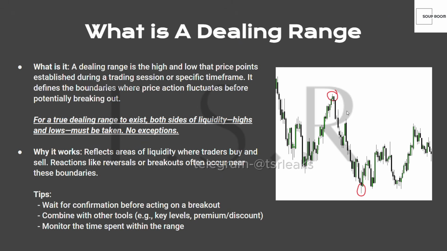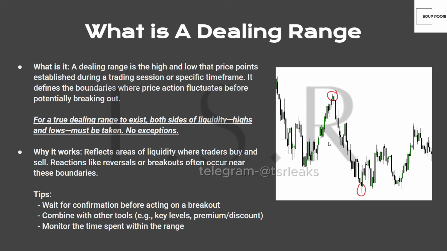Why does this range work? It reflects areas of liquidity where traders buy and sell. Reactions like reversals or breakouts often occur near these boundaries. This basically means that near the highs and lows, we will likely see reversals or breakouts. Near the highs and lows are where the new liquidity now rests. All right, so external liquidity rests above this high and external liquidity rests below this low.